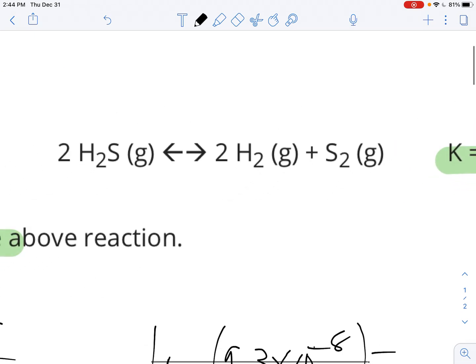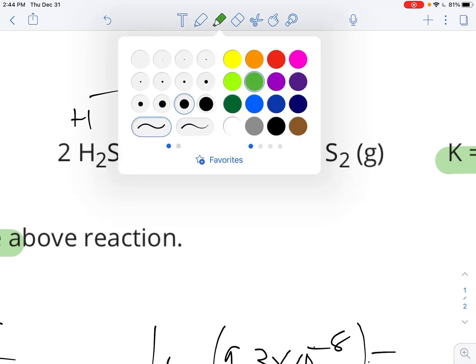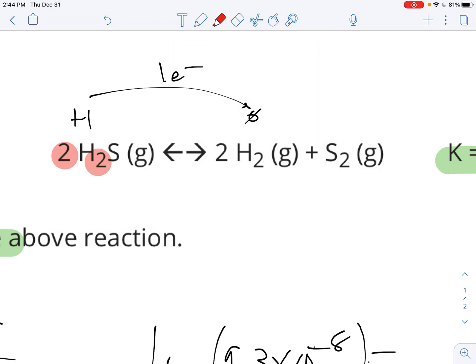Well, if we look at this from the hydrogen's perspective, the hydrogen starts at a +1 and it ends up as a 0 over here, which would lead you to believe that there's only one electron being transferred. But please remember that there are 2 and 2 here is 4, and 2 and 2 here is 4, each one of them changing by 1 electron. So it's really 4 times 1 electrons, or 4 electrons being transferred here.